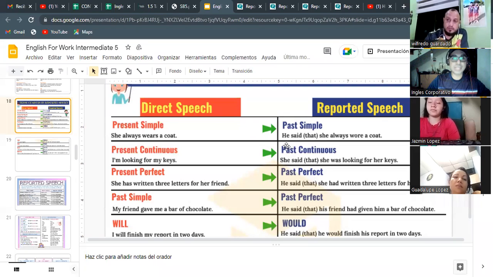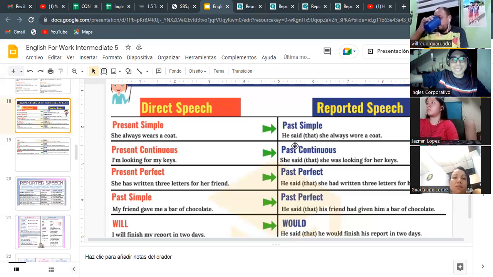Now the question is, how is the negative of this one in the reported speech? He said she always wears... She didn't always wear a coat. That is it. He said she didn't always wear a coat. Look, the rules are very important. He said she didn't always wear, not wore, wear, because we use didn't in the past, the auxiliary, didn't wear a coat. In the end, those rules are important.